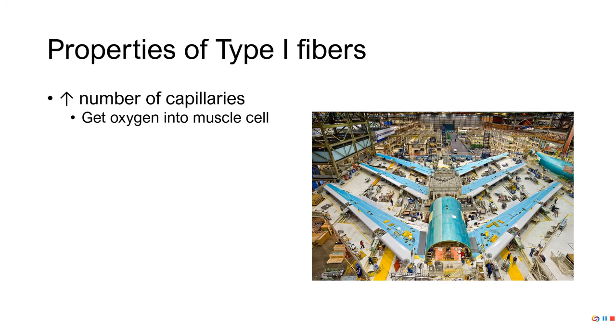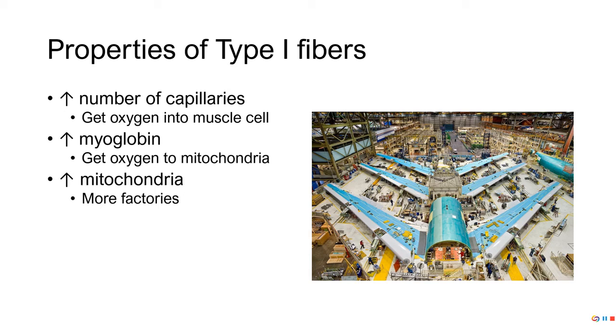Okay, so type 1 fibers, they just have a high number of capillaries. Okay, so they're able to get lots of oxygen in the muscle cell. That's great, but that's not the only thing. I don't just need to get oxygen into the muscle cell. I need to get it to the right place. Well, that's where myoglobin comes in. Myoglobin is a transporter, and it helps get oxygen from the cell where it's floating around into the mitochondria.